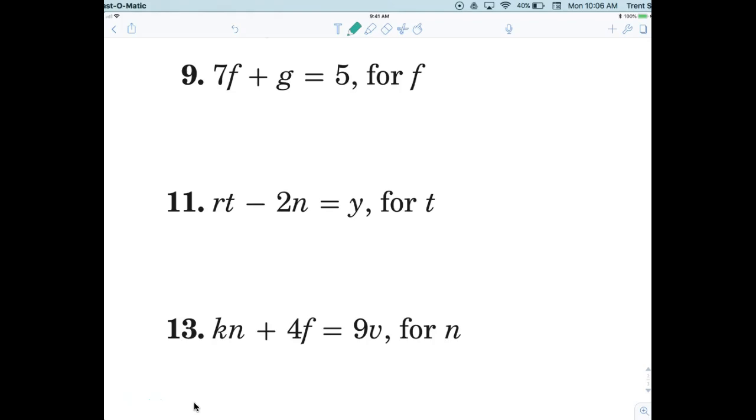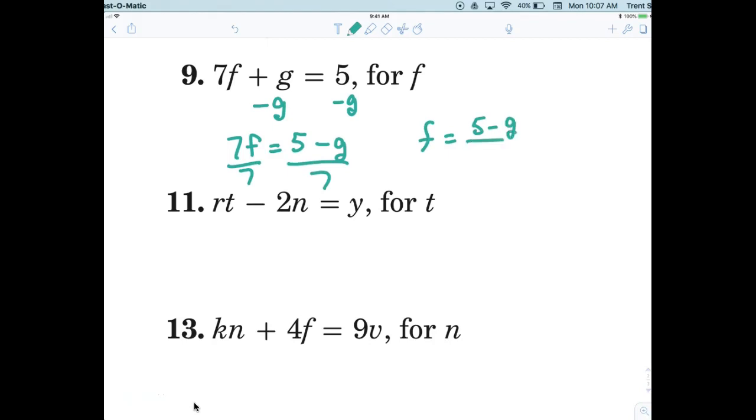Tell me what to do. You have to take away the G. Subtract G, very good. So then it would be 7F equals 5 minus G. 5 minus G, very good. And now what? And then you have to cancel out the 7 with the F, so you divide by 7. Exactly. And then it's F equals 5 minus G over 7. Beautiful. We're getting the hang of that?